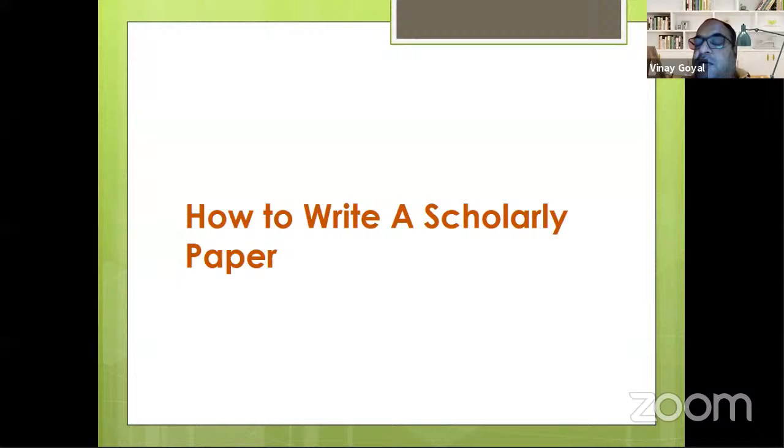You can simply write a mail saying that I'm submitting my work to so-and-so journal, and that journal has asked for the name of a reviewer. Will you kindly permit me to suggest your name as a reviewer? Okay, so with their due permission, we can suggest their name as a reviewer.